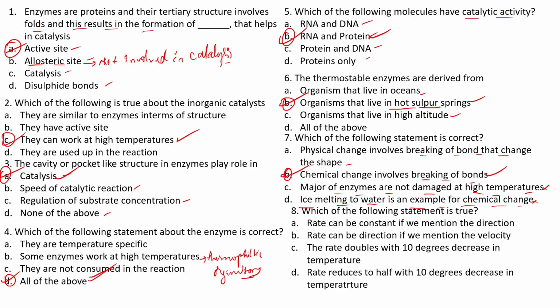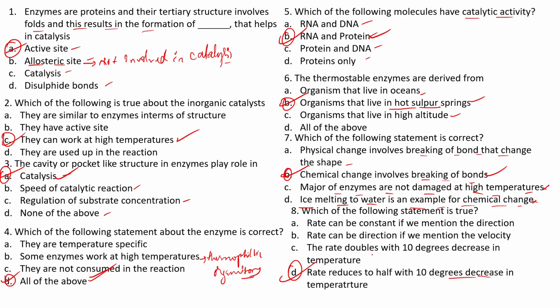Yes. The next one, which of the following statements is true? A rate can be constant if we mention the direction. Rate can be direction if we mention the velocity. The rate doubles with a 10 degrees decrease in the temperature. Rate reduces to half with the 10 degrees decrease in the temperature. Exactly, the rate of the reaction decreases to half with the 10 degrees decrease in the temperature.